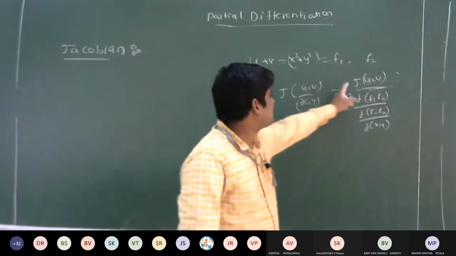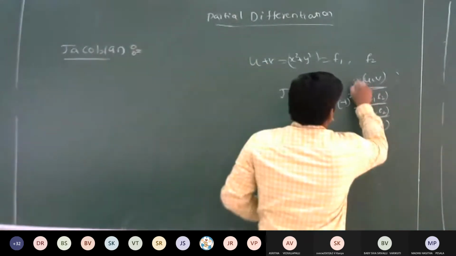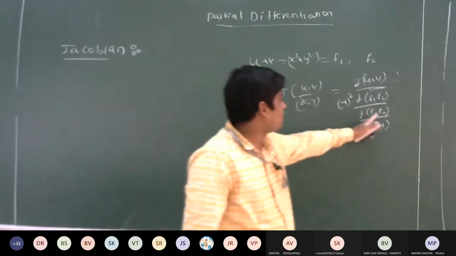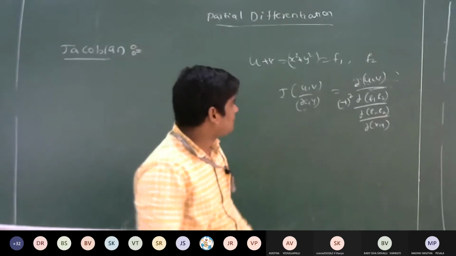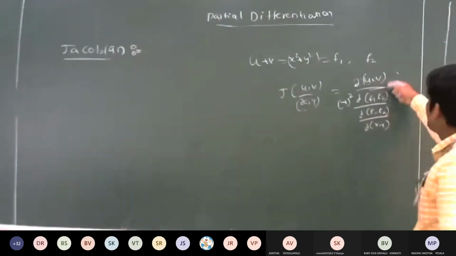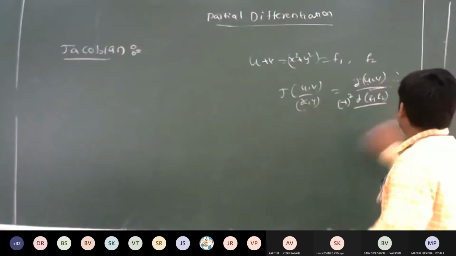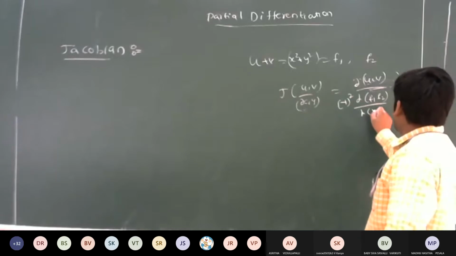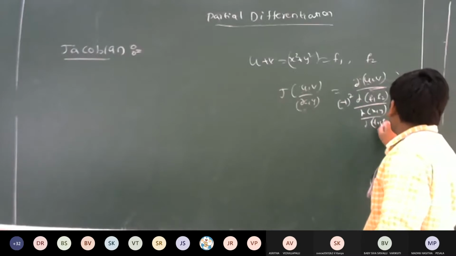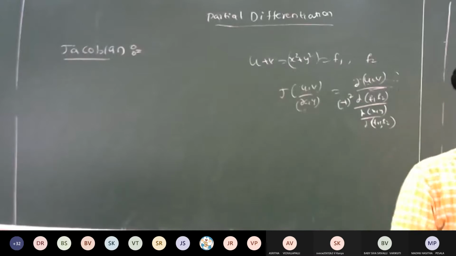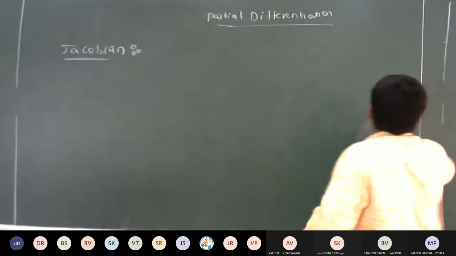So this is dou of u comma v by dou of f1 comma f2 times dou of f1 comma f2 by dou of x comma y. Otherwise, we have the reverse: dou of x comma y by dou of f1 comma f2. This is for implicit type functions, but it is not an important one. So, write down the first problem.